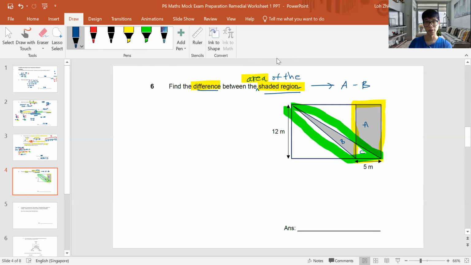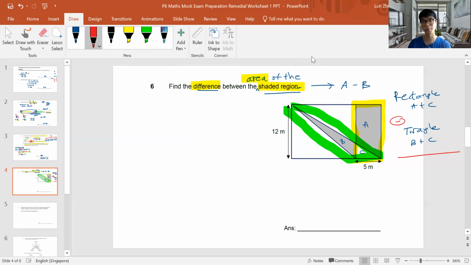If I have the rectangle, it will be A and C. Is that correct? Yes. If I have the triangle, it will be B and C. And you'll notice something interesting. If I use the rectangle minus the triangle, you get A minus B, and C minus C, which is nothing. Since we are looking for A minus B, and rectangle minus triangle gives us A minus B, we can just do it straight away.